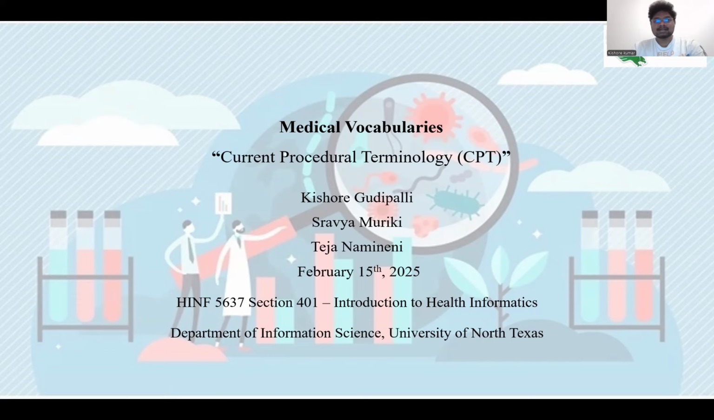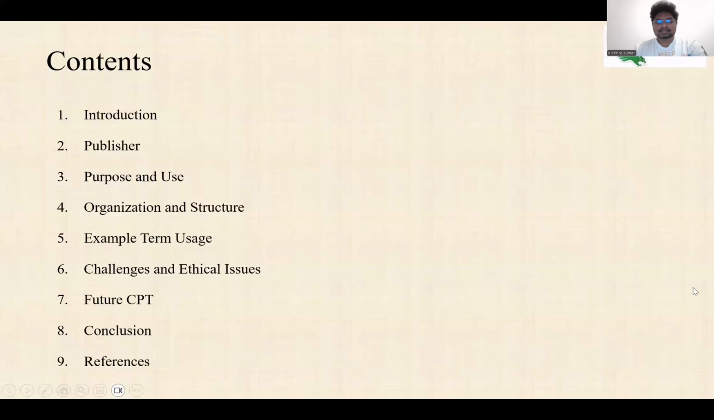This is Group 1. The group assignment is medical vocabularies, that is, Current Procedural Terminology. It is also known as CPT. This is the table of contents where we are going to explain in detail about our CPT assignment.